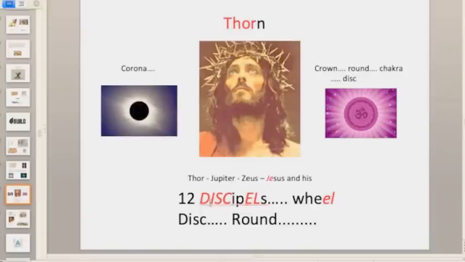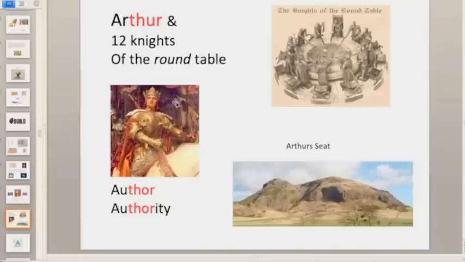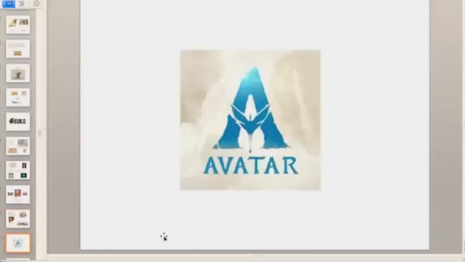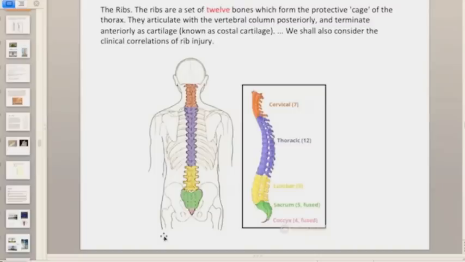Jesus and his 12 disciples. Well, Thor and the thorax has 12 bones. You see? Arthur and his 12 knights of the round table. Thor, Jupiter, Zeus, Jesus and his 12 disciples. That's where you get your authority from. Yes. From Arthur. Avatar. There's the thoracic 12 bones.